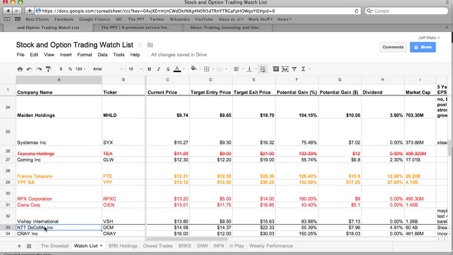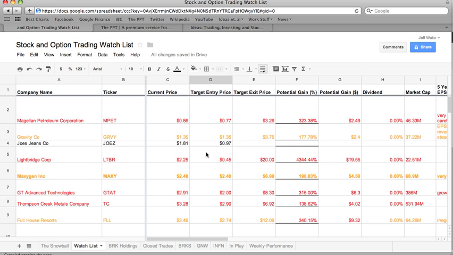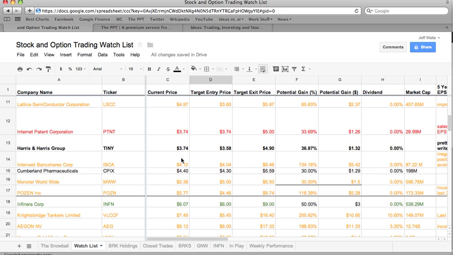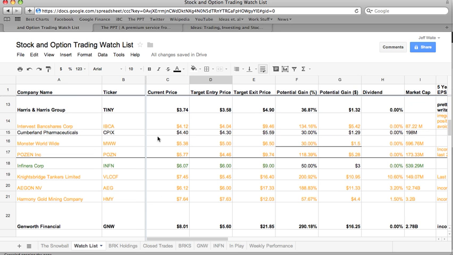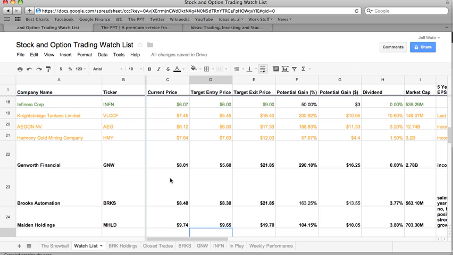Do I remember that I researched Vishay International and found that at $8.50 it would be a good buy? No. I kind of forget that on the day-to-day. Oh yeah, Systemax, that's kind of a cool company, and they're trading at a pretty good discount, but I forgot about it because it was one of 75 ideas that I have on here. And you'll notice a lot of them are red, a lot of them aren't ripe. It isn't the right time. But for the ones that are, you can really quickly figure out which ones those are.